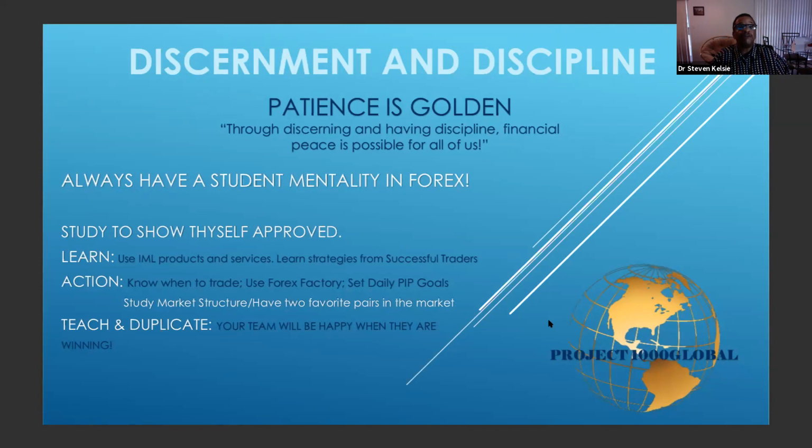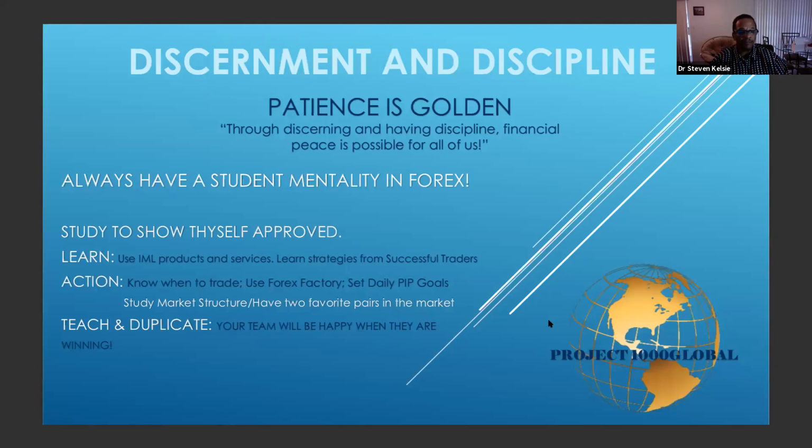Don't teach something before you do it first. Learn all the IML products and services. Learn strategies from successful traders. Don't learn strategies from people who haven't done anything yet. Attach yourself to people who are winning, like the IML TV and all the successful mentorship on Pip Talk. That's where they are now. Make sure you are connected to Pip Talk.